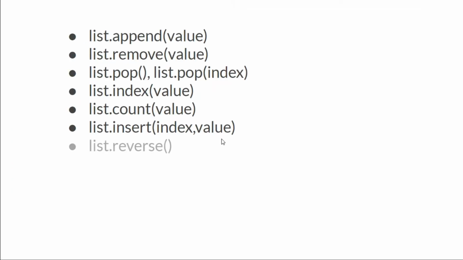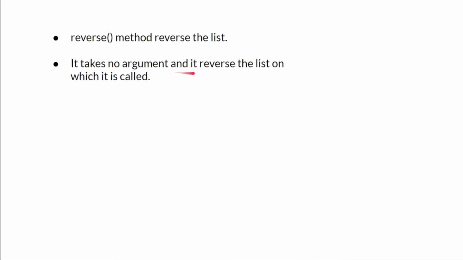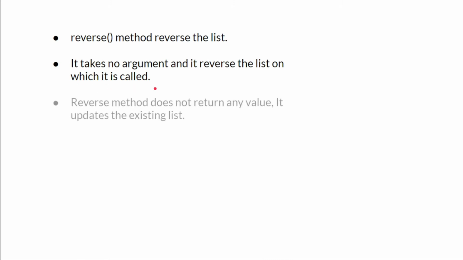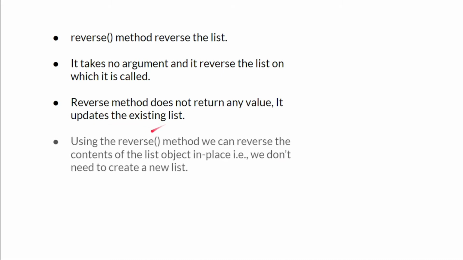Our next method is reverse. The reverse method simply reverses the list. It takes no argument and it reverses the list on which it is called. The reverse method does not return any value. It updates the existing list. Using the reverse method, we can reverse the contents of the list object in place.